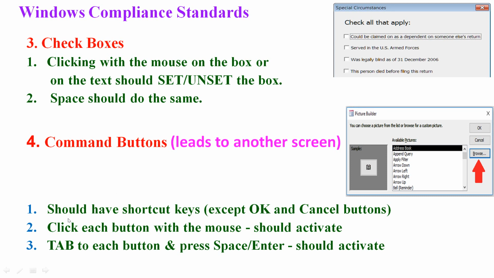Now, you should have shortcut keys except for the OK and cancel buttons. Yes, for this you have to have the shortcut key. And clicking each button with the mouse should activate it. With the help of the mouse, if you click on this command button, it should get activated. That means another screen should be displayed. Then only it is working fine.